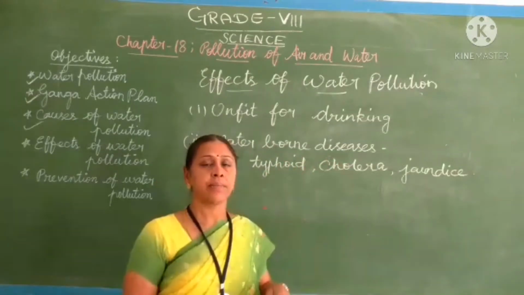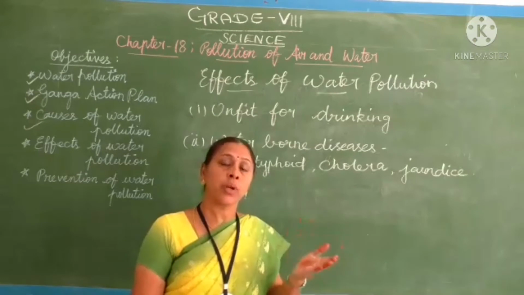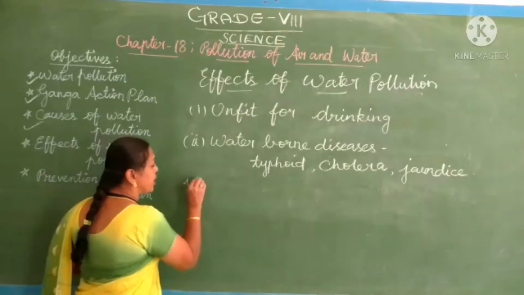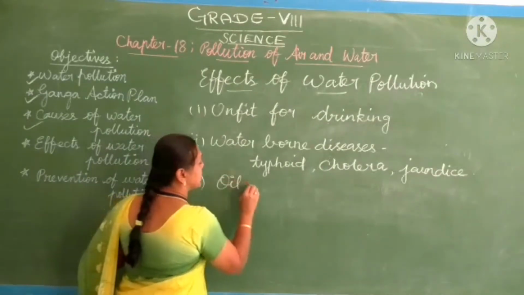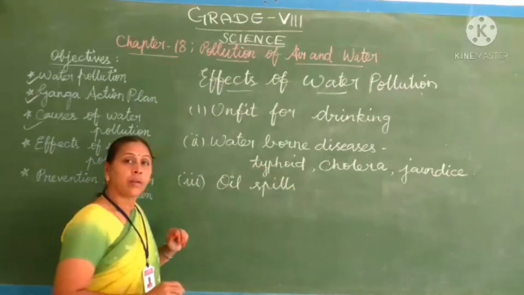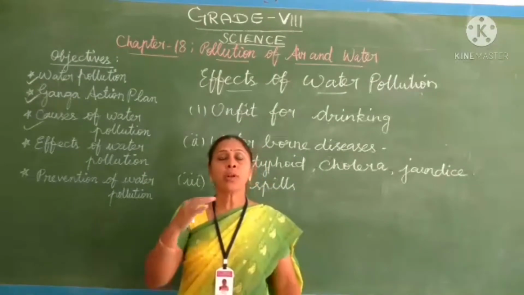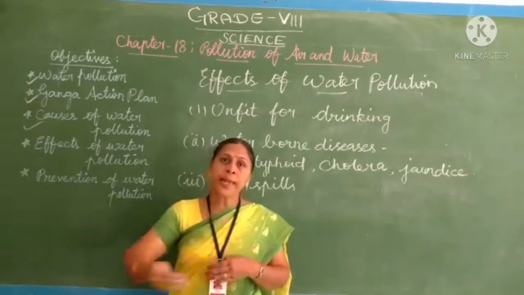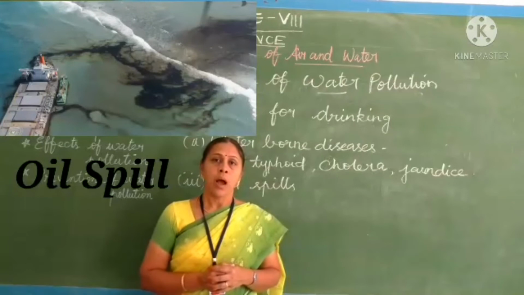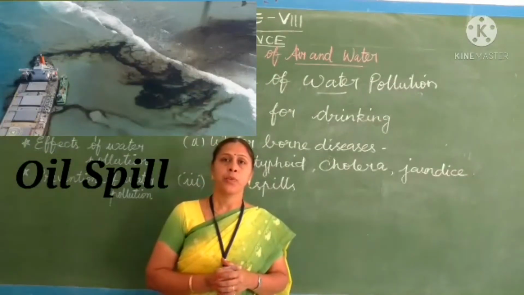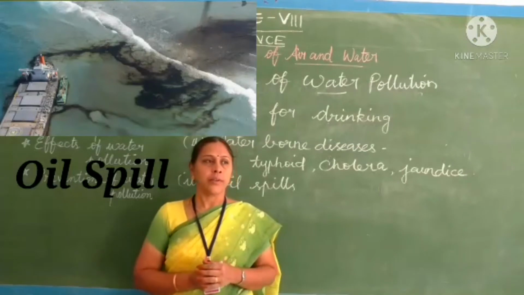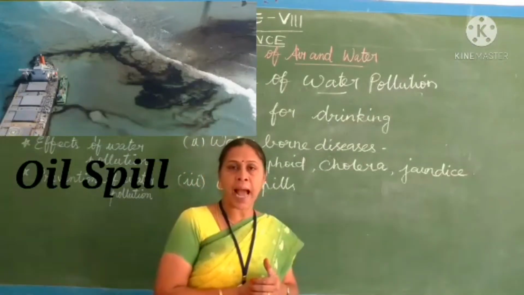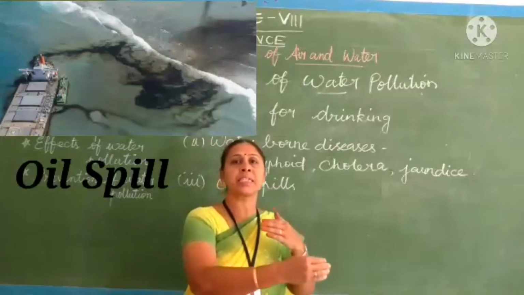What about the seas? Three-quarters of the earth is covered by sea water, and those seas are polluted because of oil spills. What is that oil spill? What is the mode of transport in sea? Ships. During the transport, oil may get spilled. You might have heard many cases like this. If any accident happens to the ship, if it gets dashed against rocks, the ship will get damaged, and the oil from the ship will get mixed with the water.